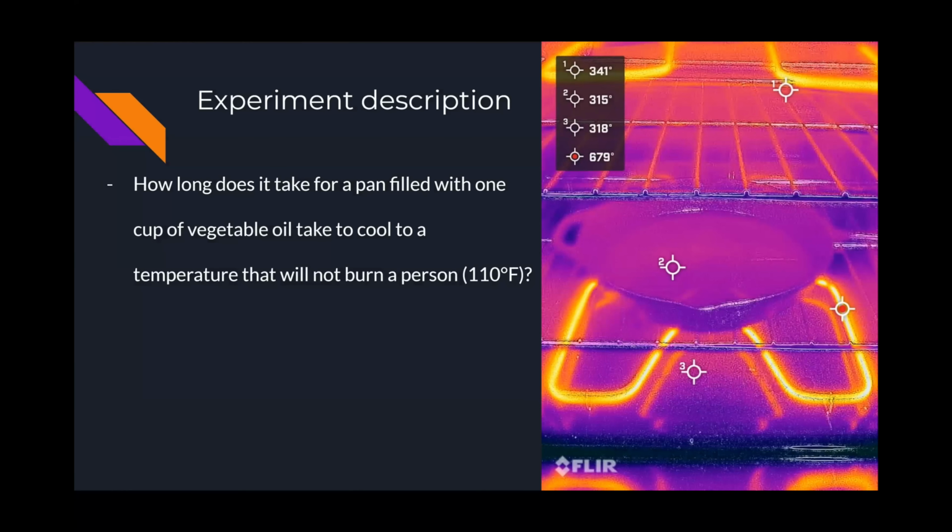The system studied in this project is heat transfer involved in cooling of a cast iron skillet containing 1 cup of vegetable oil in it. We've heated up the cast iron and oil to 300 Fahrenheit and have now placed it on a cotton placemat on a wooden table. We're measuring the time it takes to cool down to 110 Fahrenheit, the temperature at which the skillet and oil will not burn human skin.